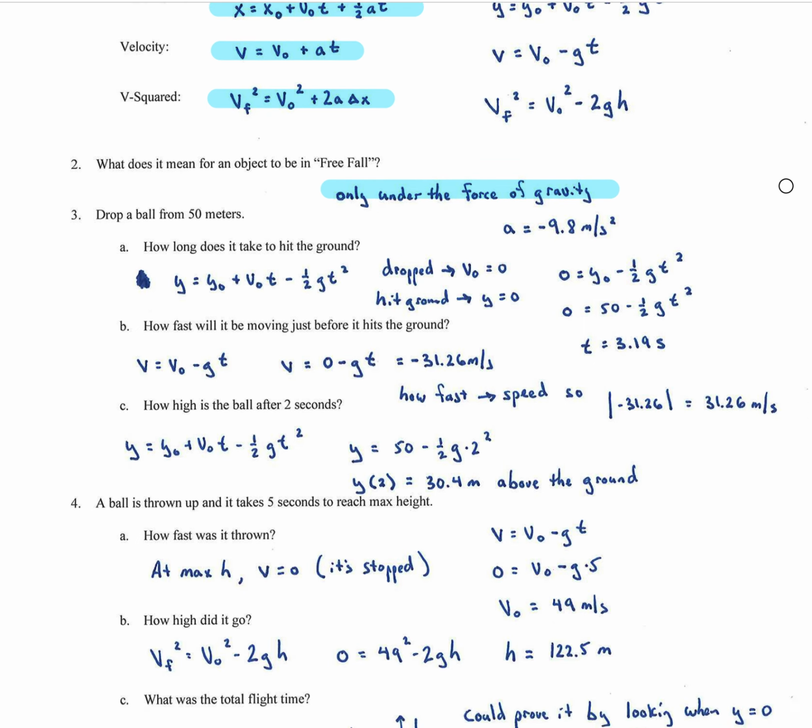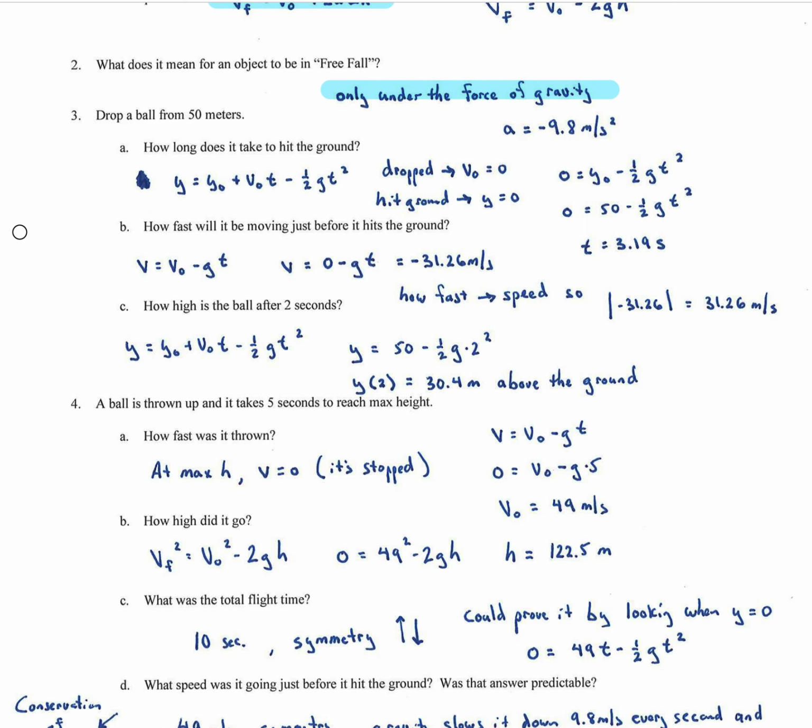Okay, so let's go through these questions. We just drop a ball from 50 meters. How long does it take to hit the ground? I'm going to always suggest that we start by writing the abstract equation first, meaning start with just letters. Write the equation you think happens, and then we can identify what is going on. So we dropped it, so v naught is equal to 0. We want it to hit the ground, so we want y equal to 0. And all I do is substitute those values into the highlighted equation, and I get this equation, and then I just solve, and I get 3.19 seconds.